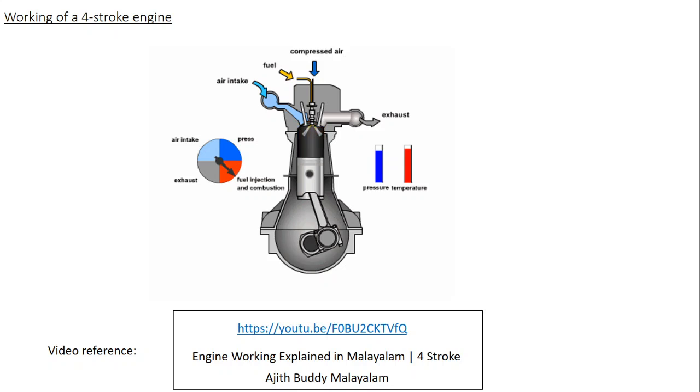So these are some of the parameters associated with a working engine, and briefly this is the working of a 4-stroke engine. If you want to understand more about working of practical engines, you can go to YouTube. There are hundreds of videos available. One good video reference is given in this link. This explains the working of a 4-stroke engine in Malayalam. If you want, you can watch this video.